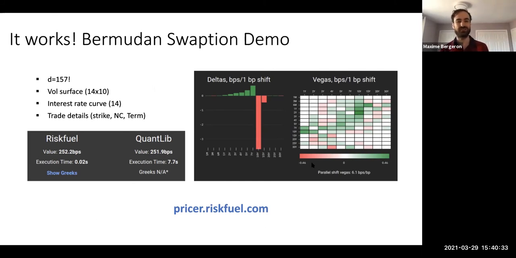And we built this demo. And here you have on the left-hand side, this is basically a deep neural net, which is finding a value like 252.2 in 0.02 seconds. And it's computing all the partial derivatives at the same time, versus a slow Monte Carlo, which is going to give you the exact answer, 251.9, but that takes 7.7 seconds, and you don't know any of the partial derivatives.